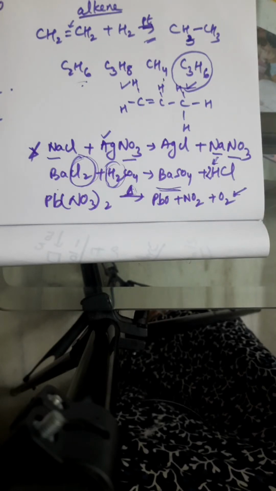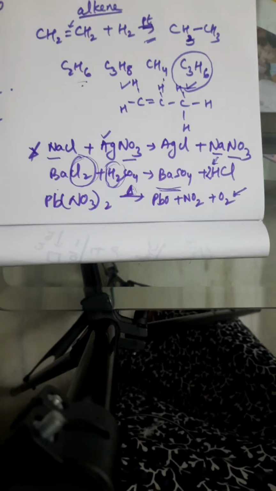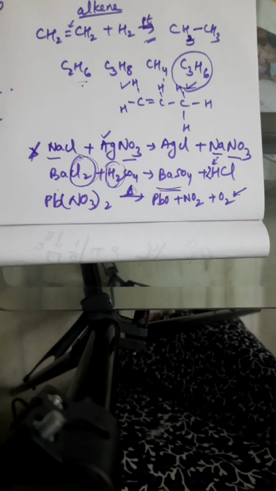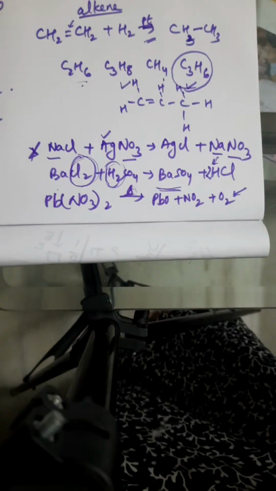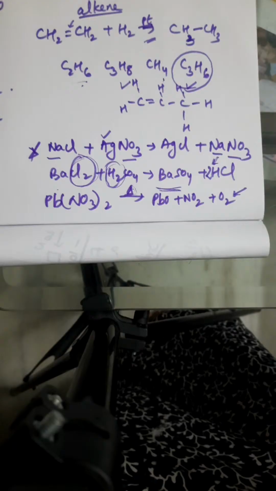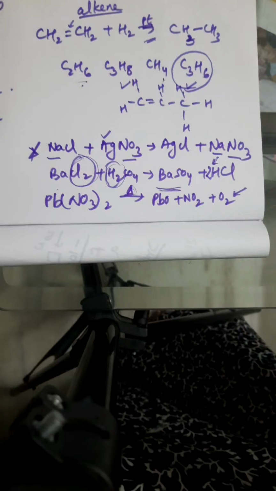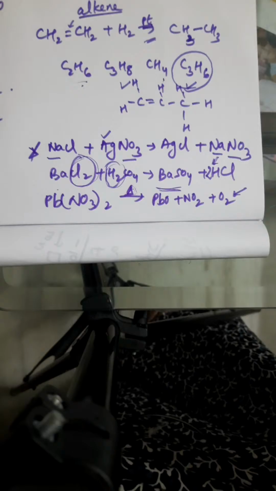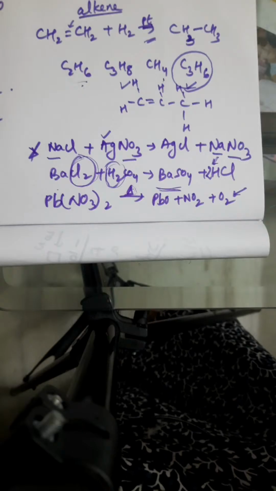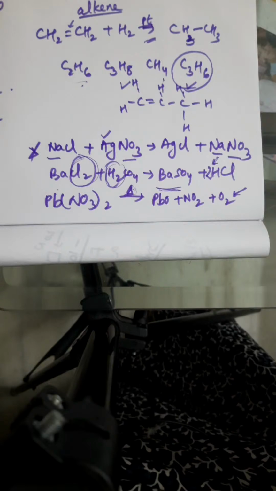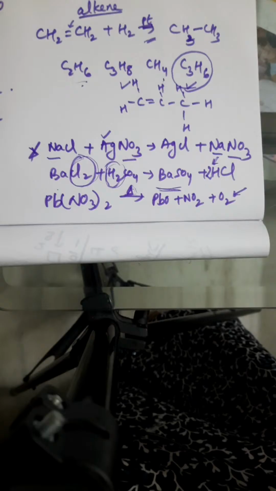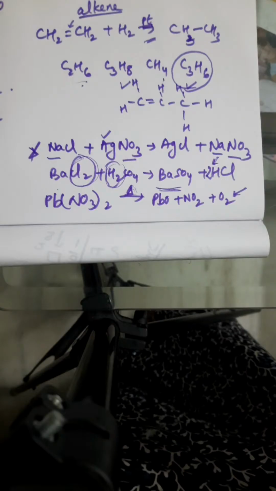So one is electrodecomposition, second one is thermal decomposition, and third one, what is the third one? Photodecomposition, very good. Photodecomposition example, where the decomposition is taking place in presence of light, AgBr. Okay, the decomposition reaction is important.